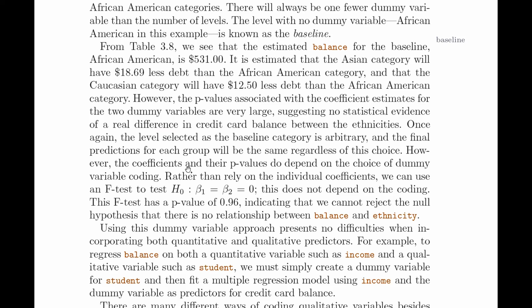However, the coefficients and their p-values do depend on the choice of dummy variable coding. Rather than rely on the individual coefficients, we use an f-test to test the null hypothesis that the true value of both parameters is 0. This does not depend on the coding. The f-test has a p-value of 0.96.